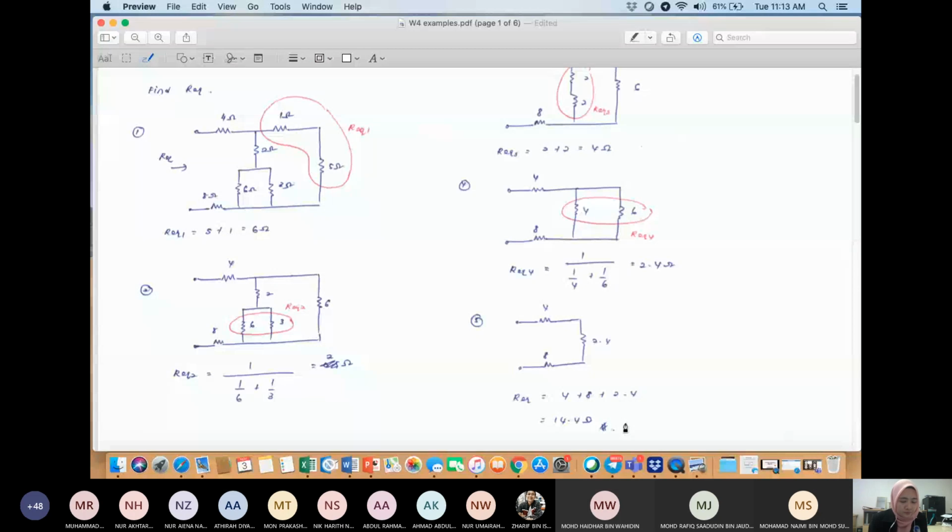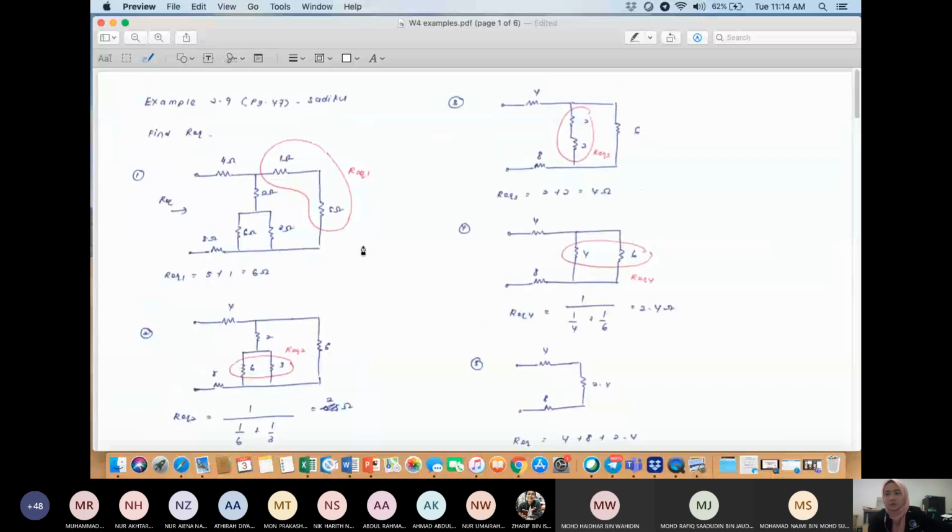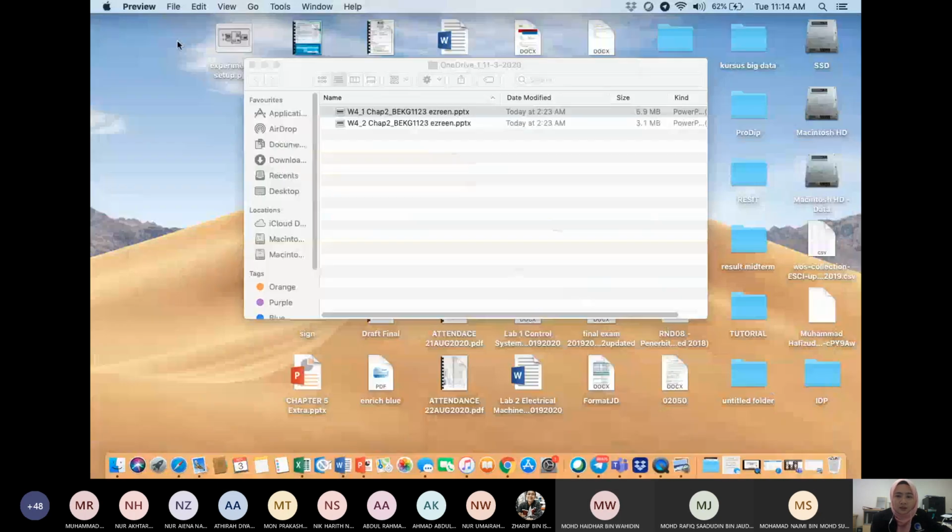So any question? Can you understand example 2.9? How to calculate the R equivalent if you have a circuit like this? Okay, I hope everyone understands this example 2.9. And then let's continue.